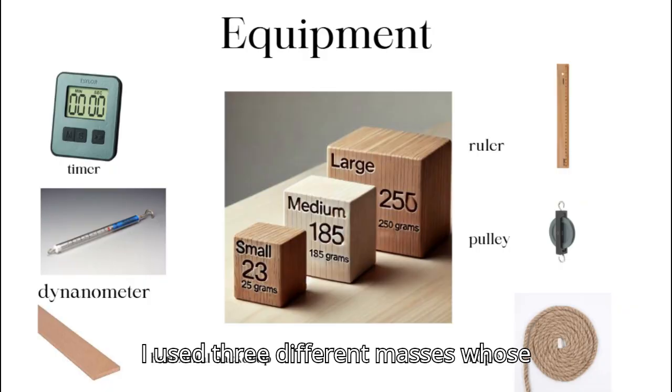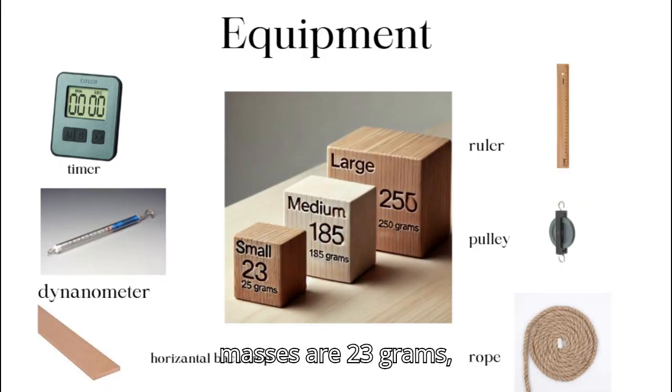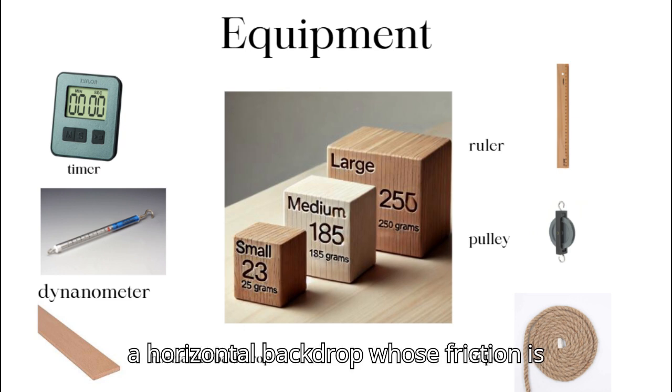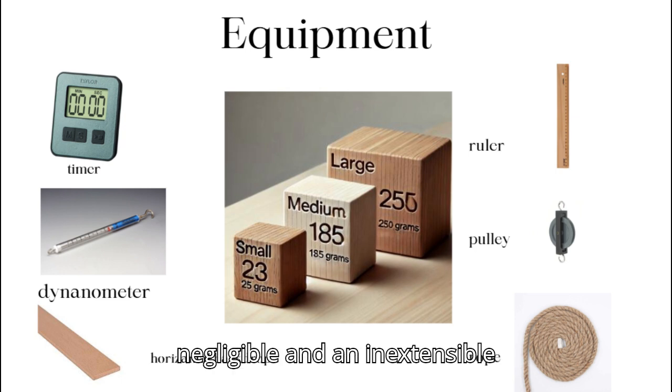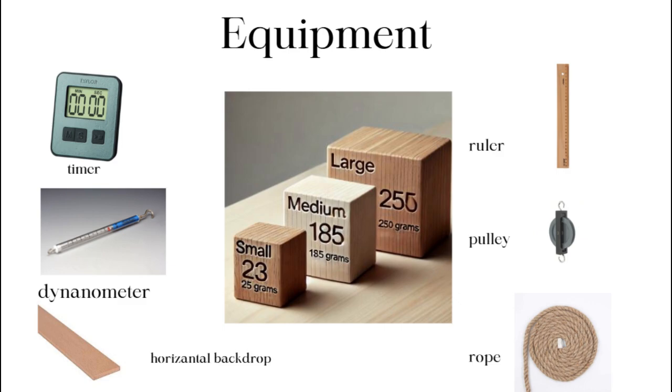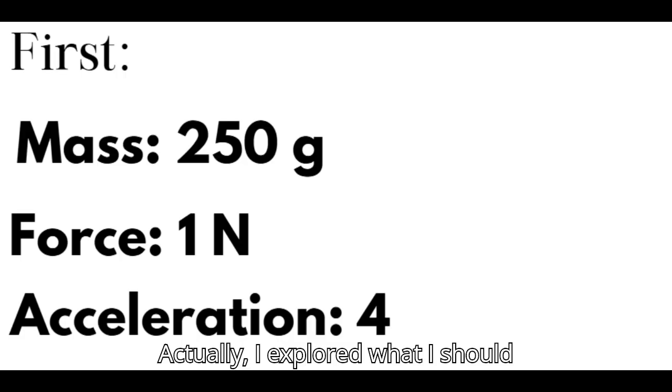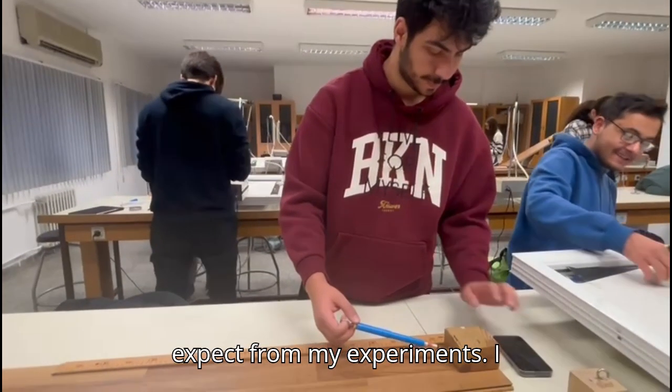I used three different masses, whose masses are 23 grams, 185 grams and 250 grams. A dynamometer, a ruler, a timer, a horizontal backdrop whose friction is negligible, and an inextensible rope and pulley. Actually, I explored what I should expect from my experiment.